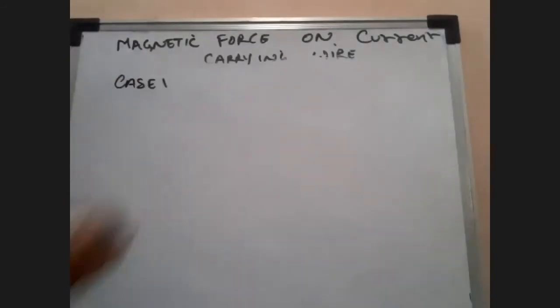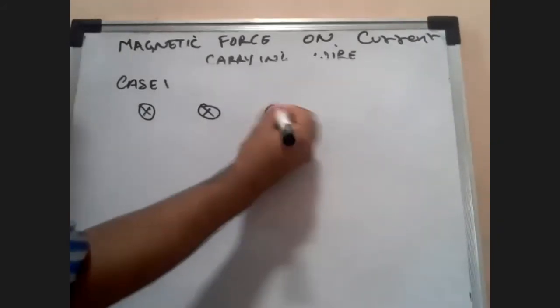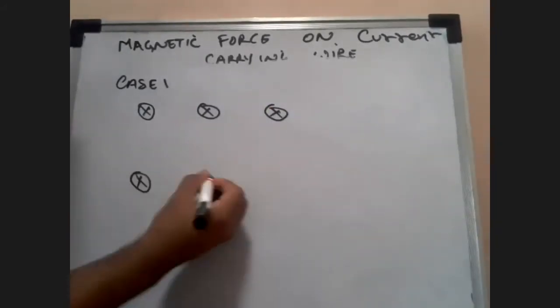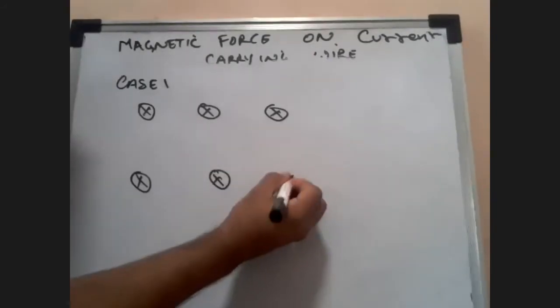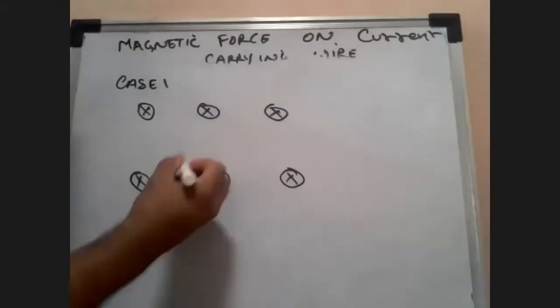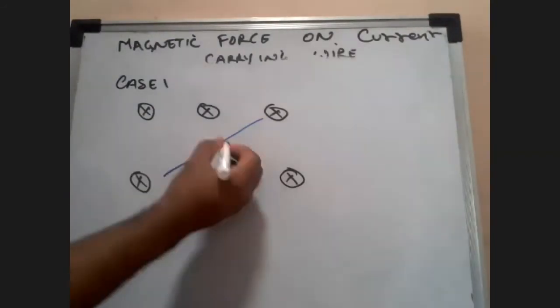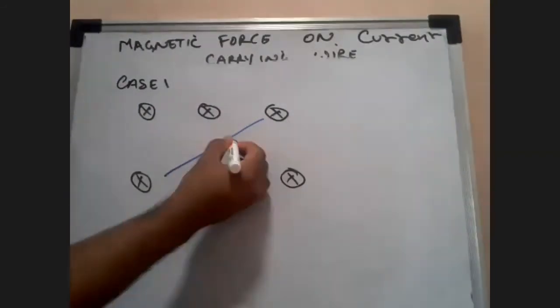Case one is when the magnetic field is perpendicular, pointing inside, and I have a current carrying conductor placed like this. So first thing, students, what do I need to do to find out the force? Please tell me, everyone. First, I have to set the direction of the current. Yes, so I set it like this.